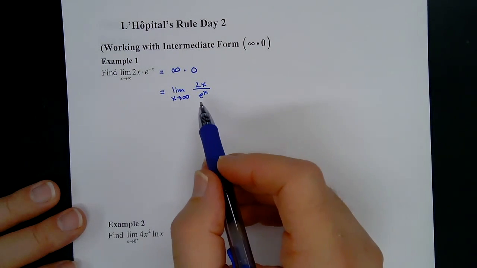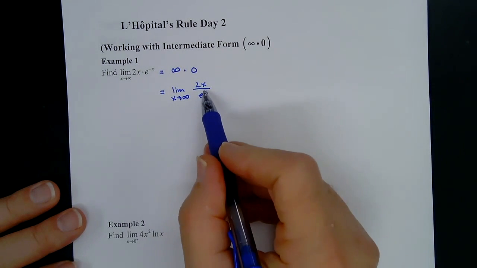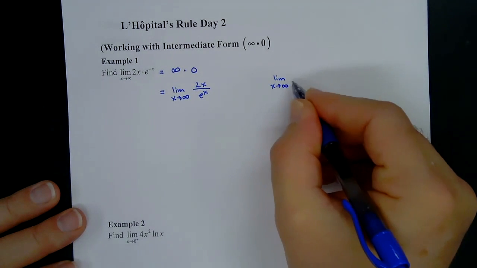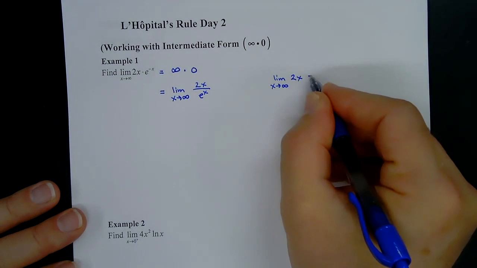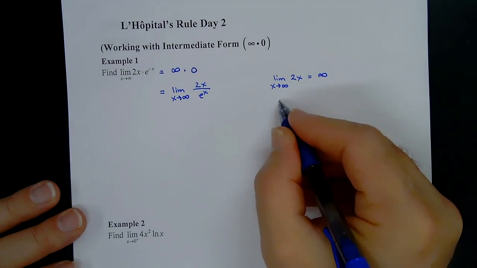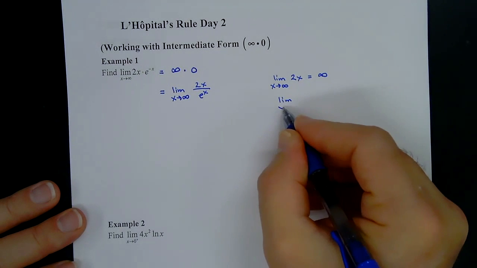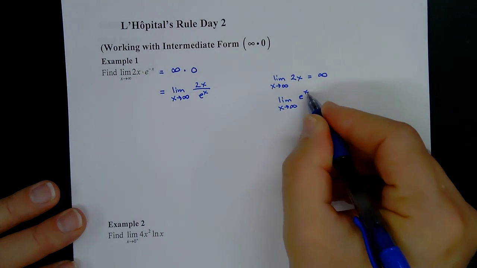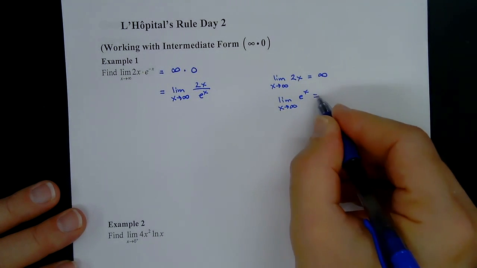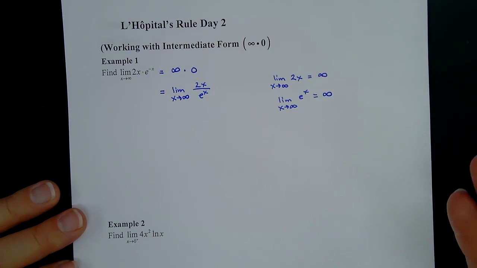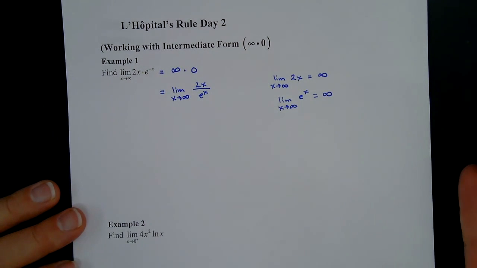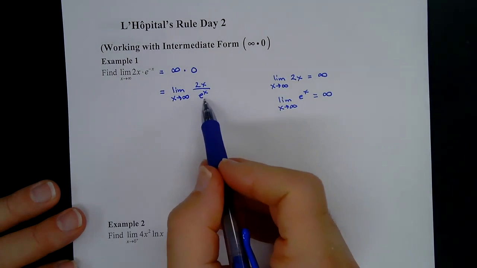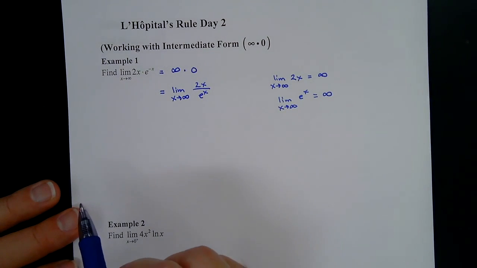Now if we try direct substitution, we get the limit as x approaches infinity of 2x, which is equal to infinity. And if we take the limit as x approaches infinity of e to the x, as x gets really, really big, this is going to go to infinity. So we have the situation of infinity over infinity. We can apply L'Hopital's rule to this because it's a quotient and the numerator is infinity and the denominator is also infinity when you do the limits individually.